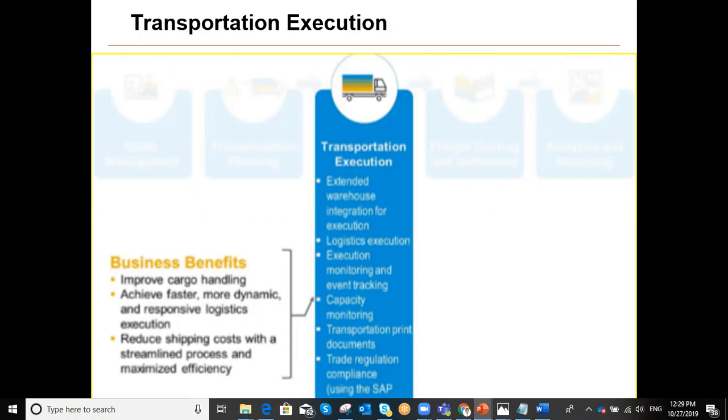Now in S4HANA, the foreign trade view is removed due to the complexities in EXIM policies. So that's why it is known as global trade regulation. It is a compliance. It is a compliance obligation. Fine. Any question for all these processes for transportation executions?